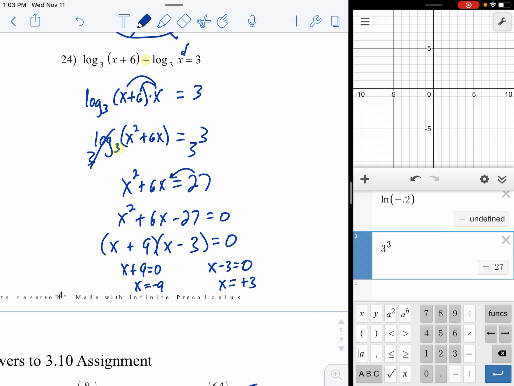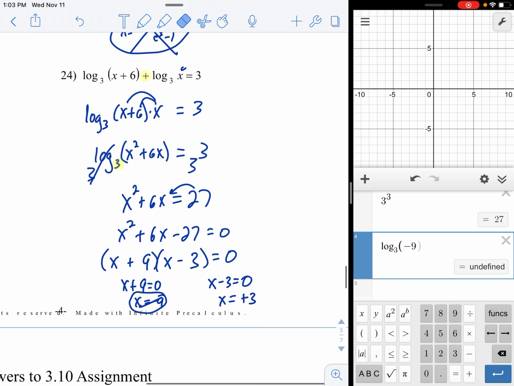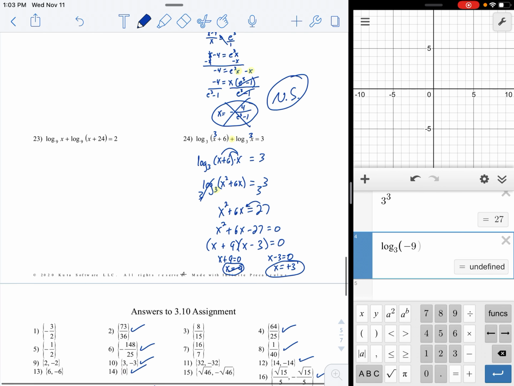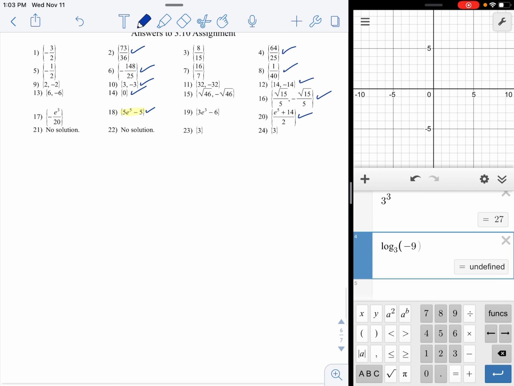Can I plug a negative 9 in here or here? No. Either way, it gives me the log of a negative number, which is undefined, right? Function log base 3 of negative 9, undefined. So that is an extraneous solution. Can I plug in a positive 3 to the original equation up here? Yeah, no problem. Make this a positive 3, make that a positive 3. It's all good. So for number 24, positive 3 should be the only solution.